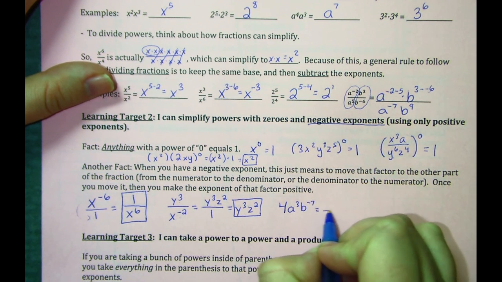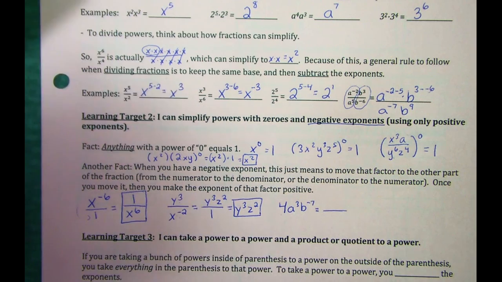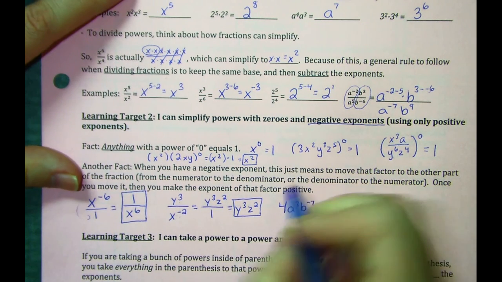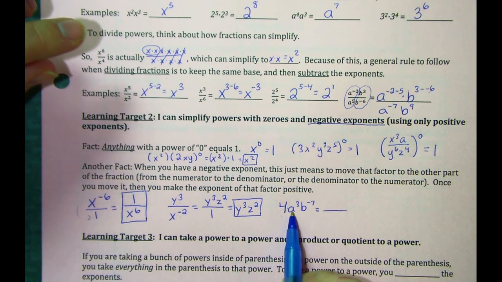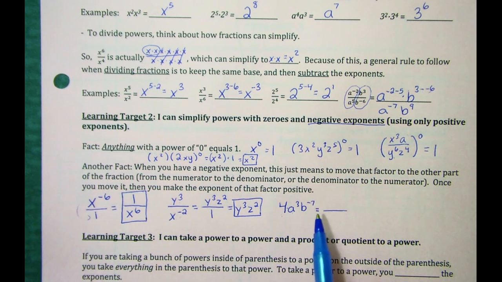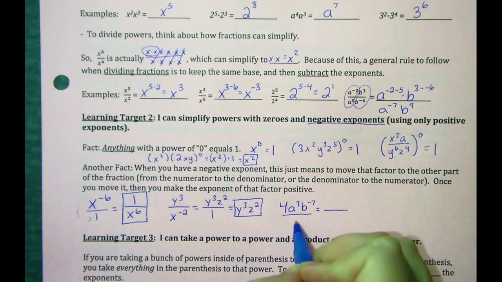So I'm going to draw my fraction line, and I'm going to ask myself about each individual factor. The 4 is a factor, a to the third is a factor, b to the negative 7 is a factor. A factor is something that's multiplying something else. So there are 3 things multiplying each other here: a 4, an a to the third, and a b to the negative 7. So there's 3 factors. I'm going to look at each factor and decide if it stays or moves. Currently, it's all on the top.